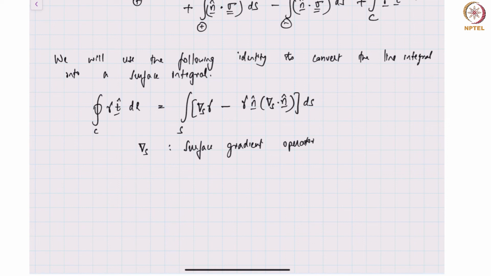The surface gradient operator can be related to the regular gradient. If you know the normal vector, you first define the tensor like this, where I is an identity tensor and n is another tensor. You take a dot with the usual gradient operator and you get the surface gradient operator. Or in vector notation, this is del minus n del by del n. So this is my surface gradient operator.